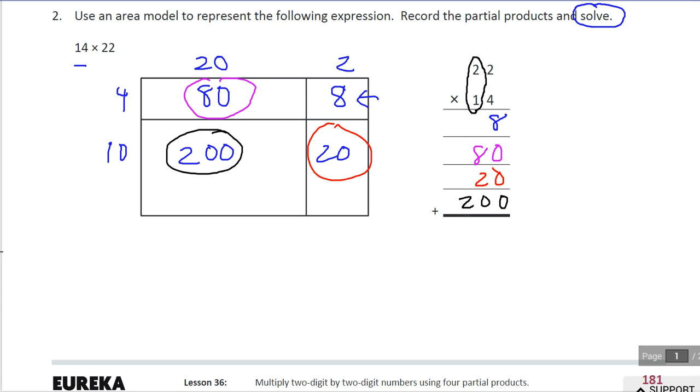We just took all the parts of the area model, and that is our 4 partial products. Our 4 partial products, when we add them all up, we'll get 8. 8 and 2 is 10. That should be a 0 there. But our answer should be 308.